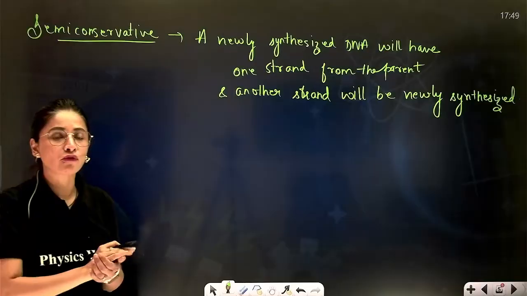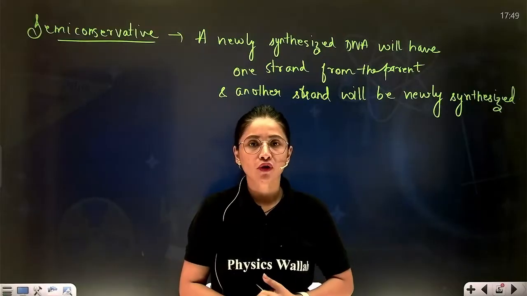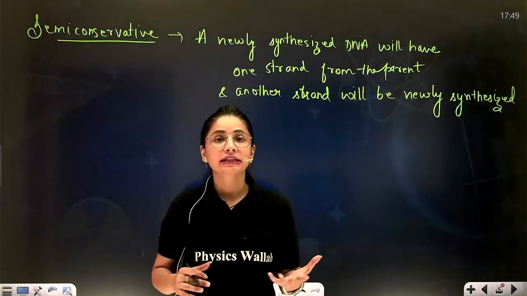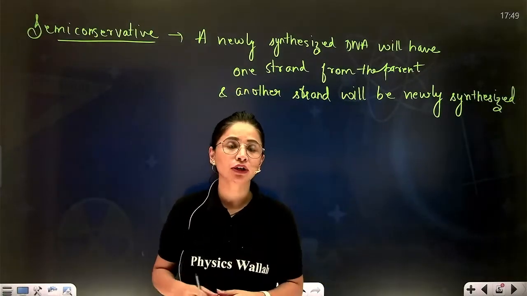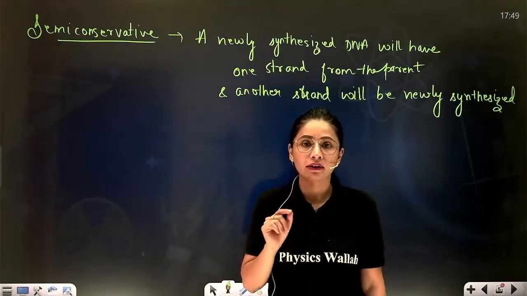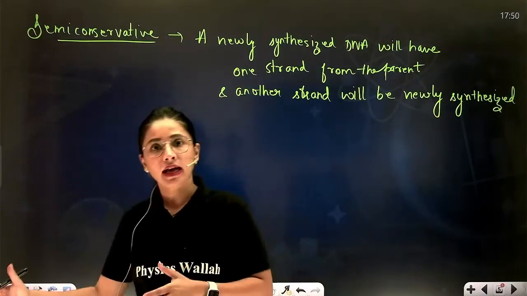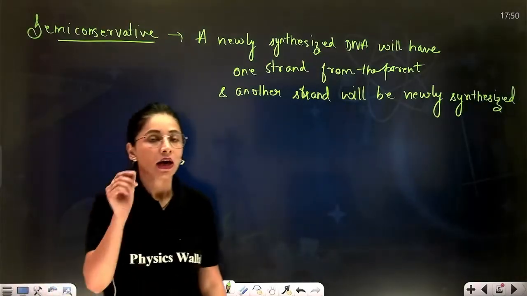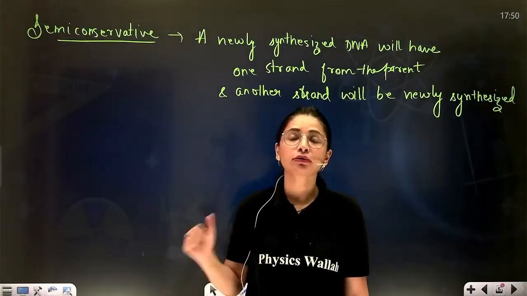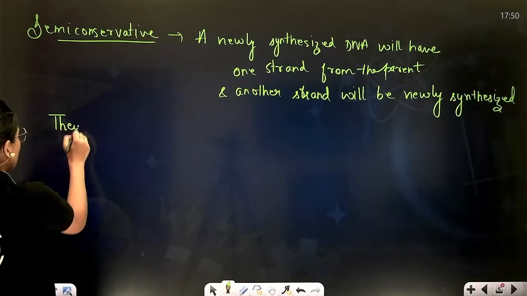Now, how was it proved by Meselson and Stahl? Let's try to understand the experiment performed by these two people. Beta, first of all, they used a medium for culturing E. coli. They prepared two media for the culture of E. coli. One is rich in ammonium chloride in which the nitrogen is the heavy isotope, that is N15, and another medium was again ammonium chloride, but this time the nitrogen was N14, which is the light, non-radioactive isotope of nitrogen.